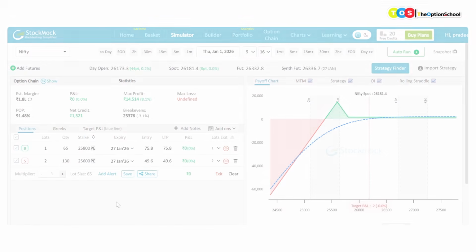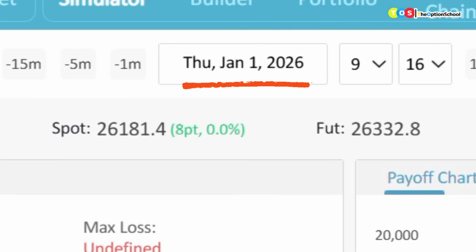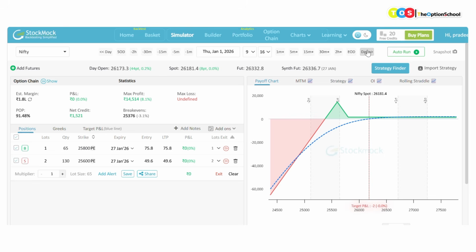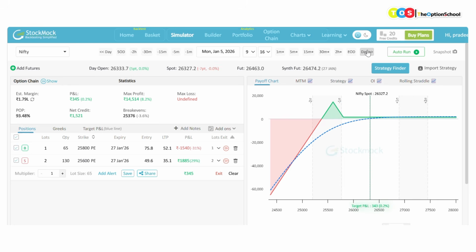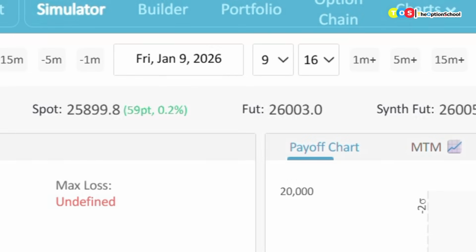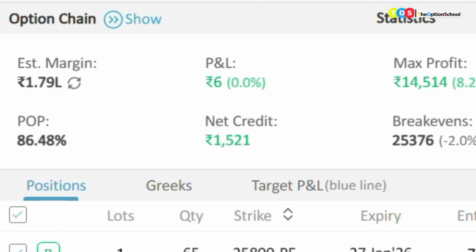Let us see. This is the month of January 2026 and the first day we have taken this trade. Let us move one day at a time. Next day, okay, nothing has happened. The trade is giving us a small profit of 377 rupees. Next day, again, nothing has happened to the market. We are in a profit of 345 rupees. Next day, nothing. So till 9th of January, nothing is happening. Now there is almost no profit, no loss, just 6 rupees profit, which is negligible.